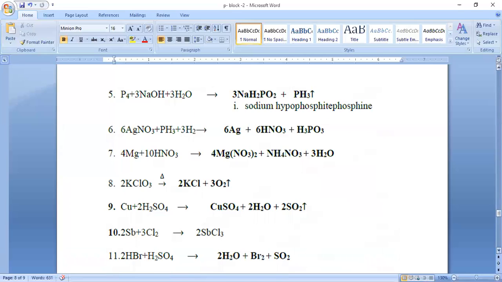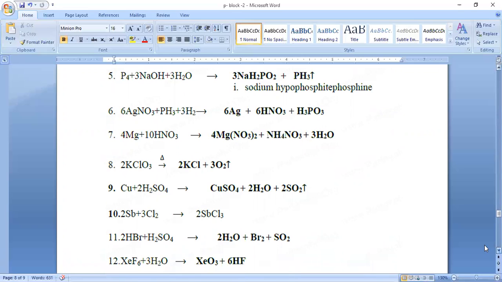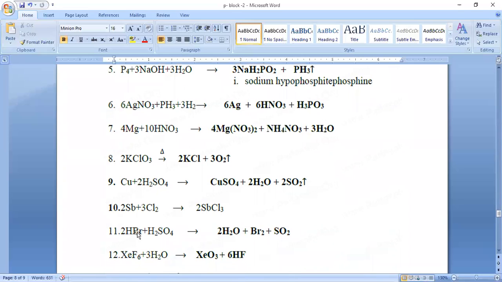See equation 10. Sb is antimony. Antimony reacts with chlorine, gives antimony trichloride. Next, HBr, that is hydrogen bromide, reacts with sulfuric acid, gives water, bromine and sulfur dioxide.